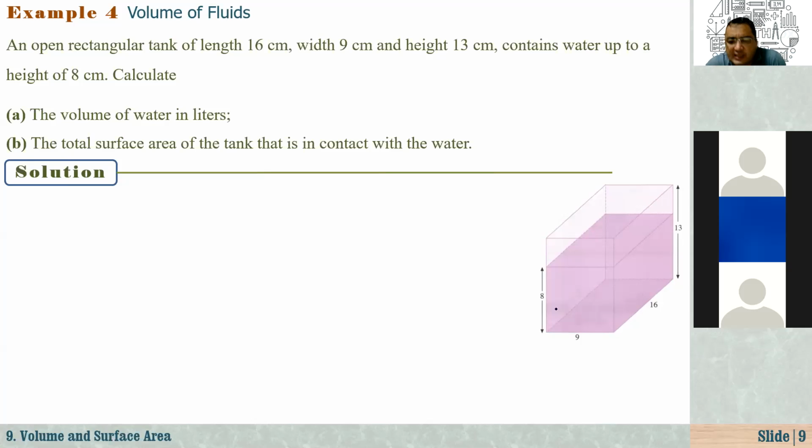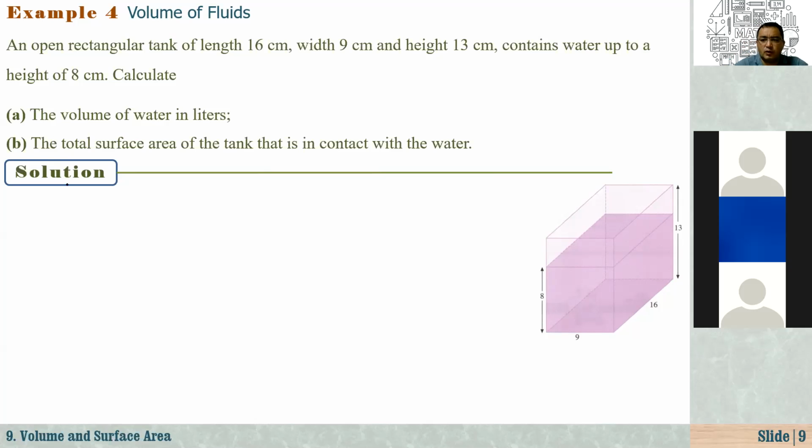So as you see here, it's kind of an aquarium, right? Usually if you want to keep fish in your house, you can buy maybe a spherical shape or this rectangular shape or cuboid. So that's the water inside, but we cannot see the fish. Maybe the fish are invisible here. An open rectangular tank of length 16 centimeters, width 9 centimeters and height 13 centimeters, contains water up to a height of 8 centimeters. Calculate the volume of water in liters, right?